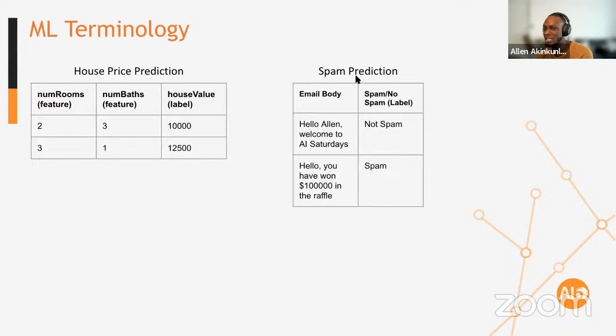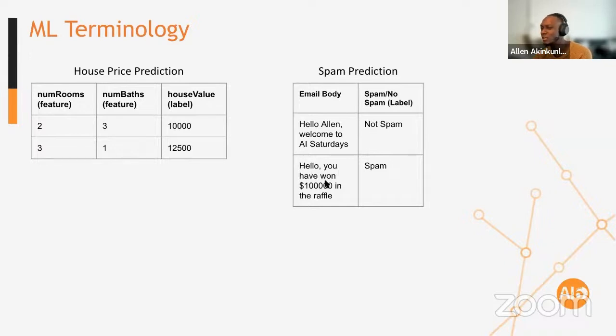There's another type of prediction. Say your email, if anyone uses Gmail or any form of email client these days, it automatically can tell which email is spam and which one is not. So spam emails just go into your spam folder, right? So the feature is your email body. So imagine I get this email in my email client: Hello, Alan. Welcome to AI Saturdays. I know that it's not spam. This is the label, this is what we're trying to predict.